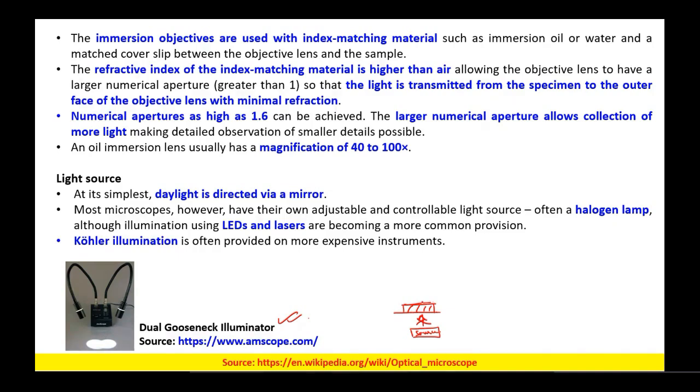Now you need to see the topography, that means you want to look at the top of the opaque sample. Then you can use this gooseneck illuminator. So you will have this objective lens, then these dual gooseneck illuminators. It may also have a single gooseneck illuminator. What they will do is illuminate the top surface for you, and from here the rays will be collected by the objectives.